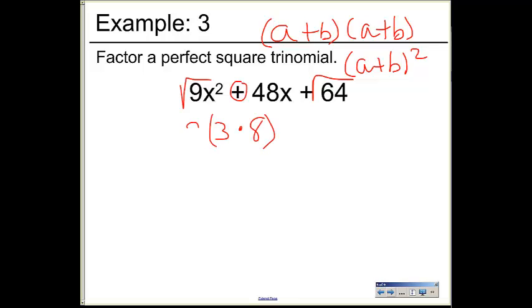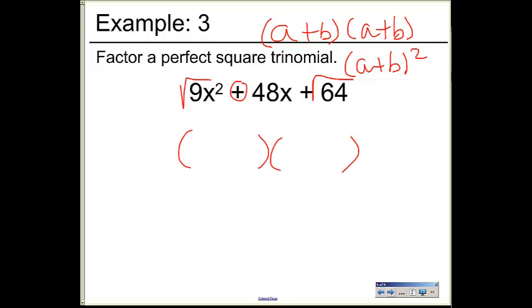And if I double the product, it should give me the number here in the middle. So 3 times 8 is 24, and then of course 2 times 24 does give me the 48. So I know I'm looking at a perfect square trinomial. To factor it though, all I have to do is set up my two sets of binomials.